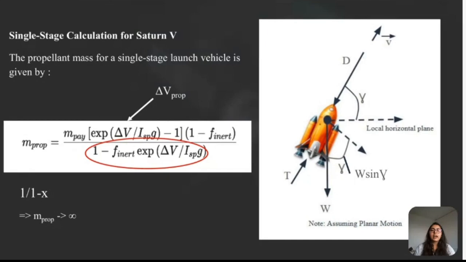So we took an example of the Saturn V rocket. The first stage of the Saturn V used kerosene and liquid oxygen for propellant with an ISP of 264.